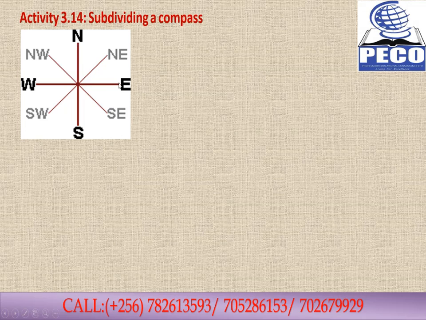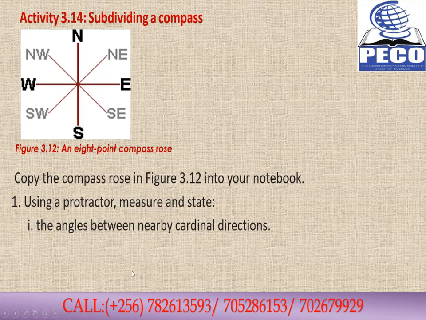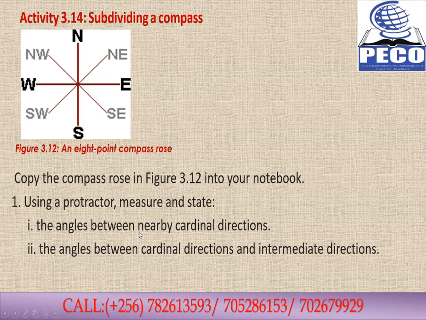So between north and east, we have northeast. Between east, south, we have southeast. Southwest, we have southwest. Then north and west, we have northwest. So this is what we call the 8-point compass rose. So I want you to copy this compass rose into your notebooks and do another activity. I want you to use a protractor. You measure and state, 1, the angles between the nearby cardinal points or directions.